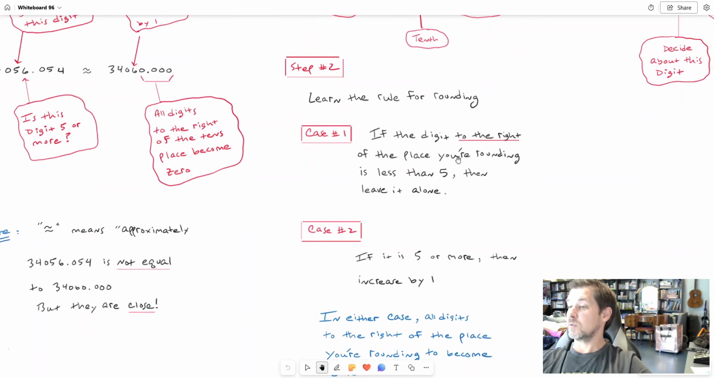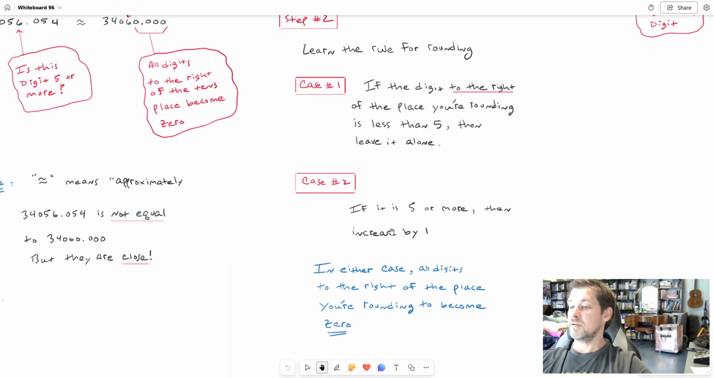All right, here's the rule for rounding. If the digit to the right of the place you're rounding to is less than 5, then you leave the place you're rounding to alone. And if the digit to the right of the place you're rounding to is 5 or more, then you increase the place you're rounding to by 1. Okay, so you either leave it alone or you increase by 1 depending on what the digit just to the right looks like. Now in either case, after you decide what you're going to do, all the digits to the right of the one you're rounding to become a 0.